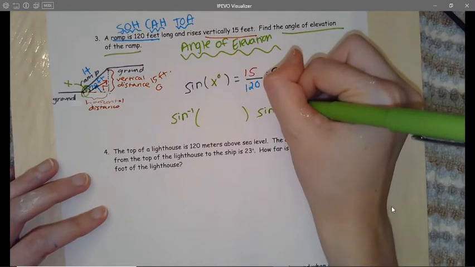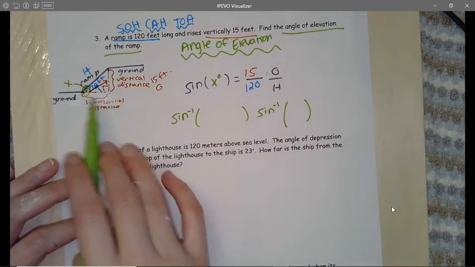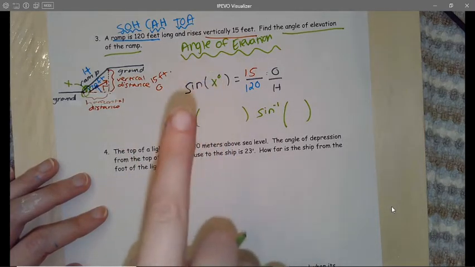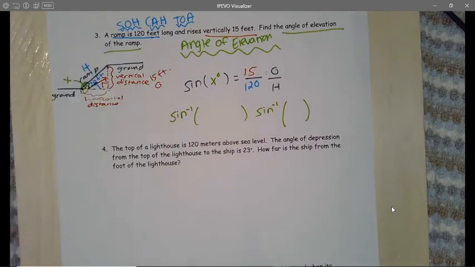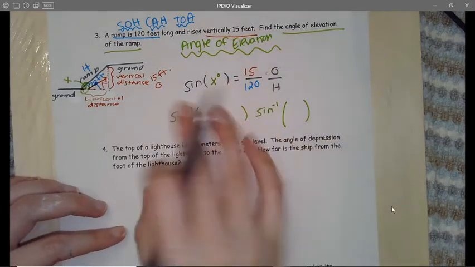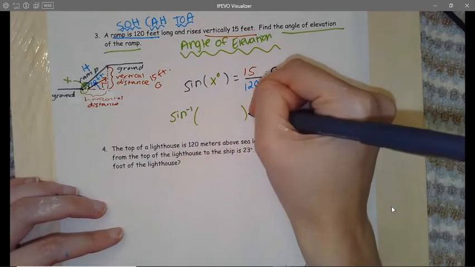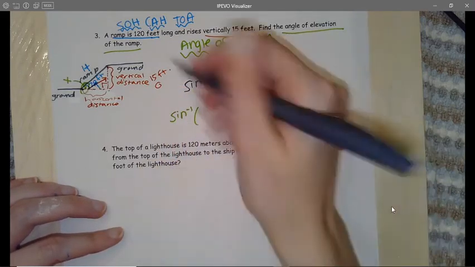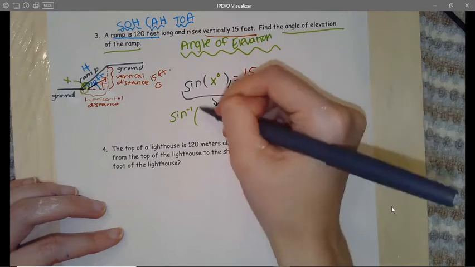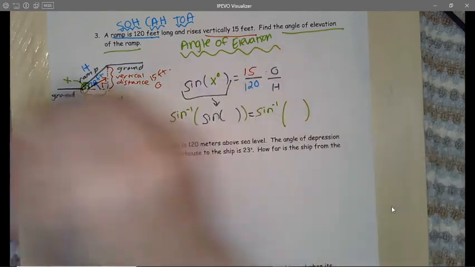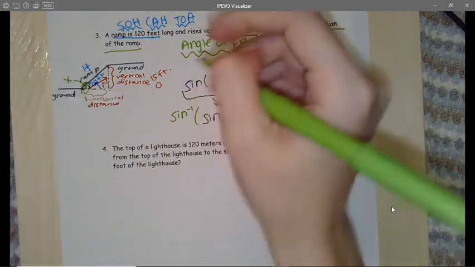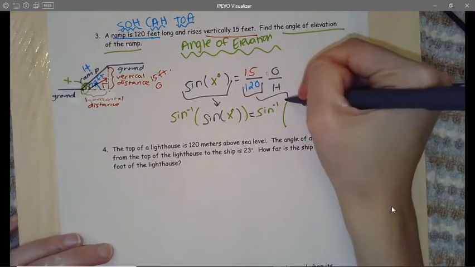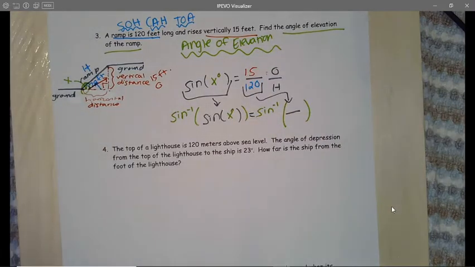Don't forget, anytime that you're solving for an angle in your right triangle, you will be using inverse trig. An inverse trig function will appear, so just keep that in mind. So I'm going to take the inverse sine of both sides of my equation. I'm just going to rewrite this part inside of here and this part inside of here. So this part goes in here, sine of x. And then this part goes in here, so it would be 15 over 120.